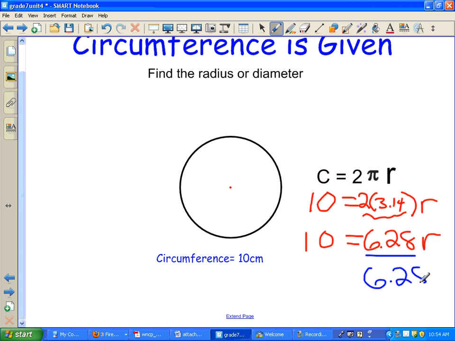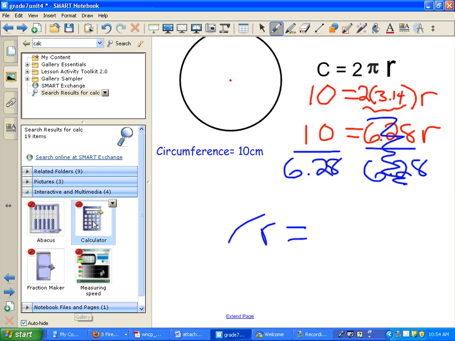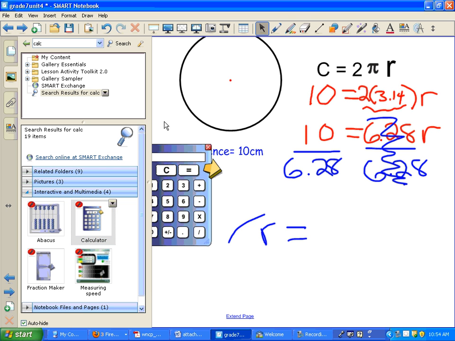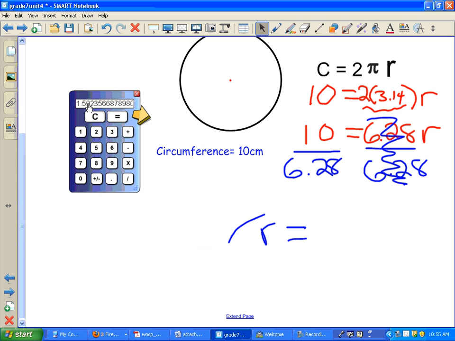So divide by 6.28, and you'd better do the same thing to the other side to make sure it stays the same. This will cancel out, and now you'll be left with r equals 10 divided by 6.28. So I'm going to do that. We've got 10 divided by 6.28, and the answer, I'm going to round off to 2 decimal places, is 1.59.